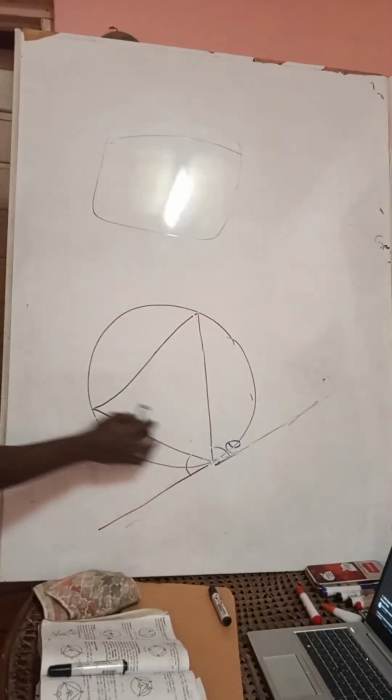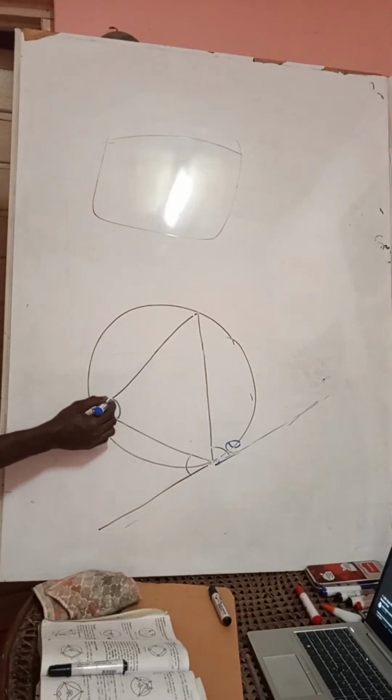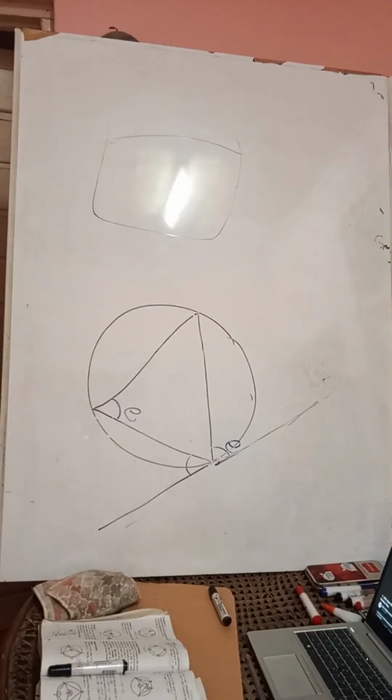So this is 1, 2, and what? 3. So it means that here is what? E. Do you understand? This is how you count it. Here is E.